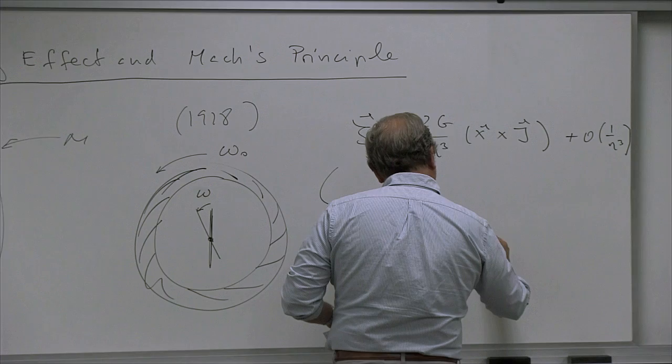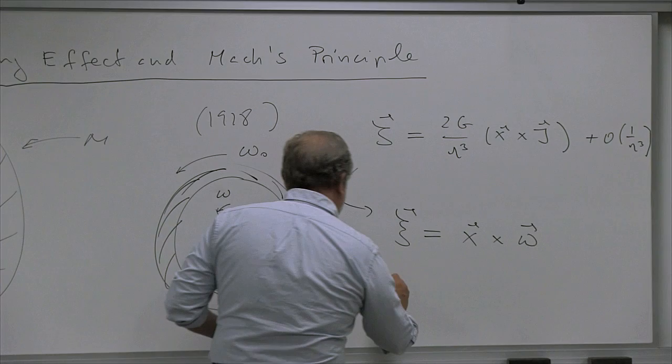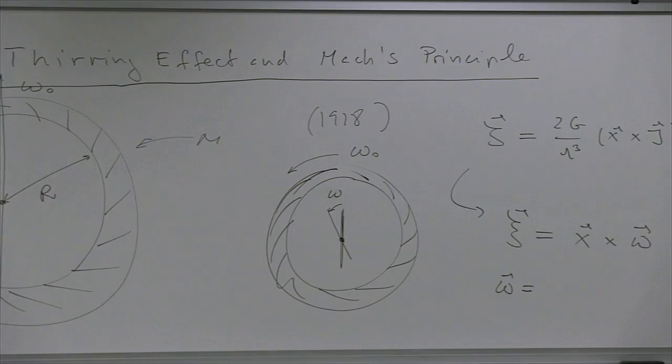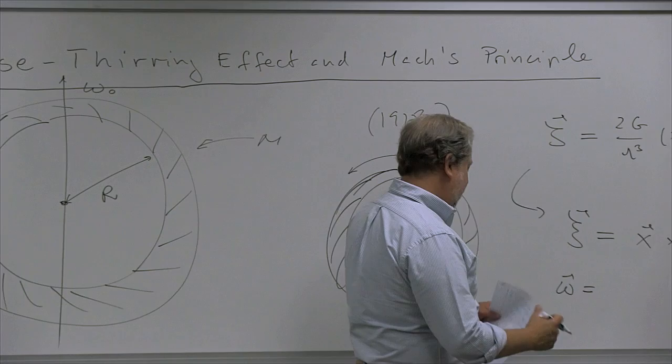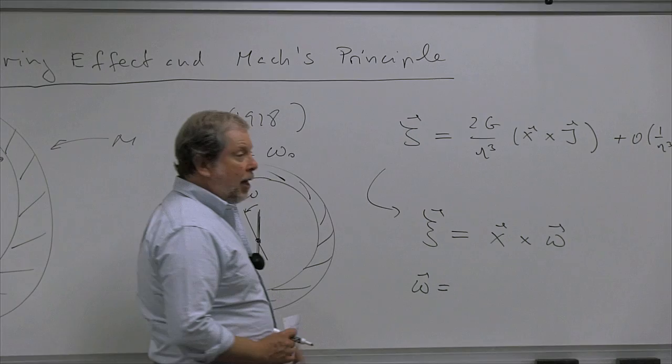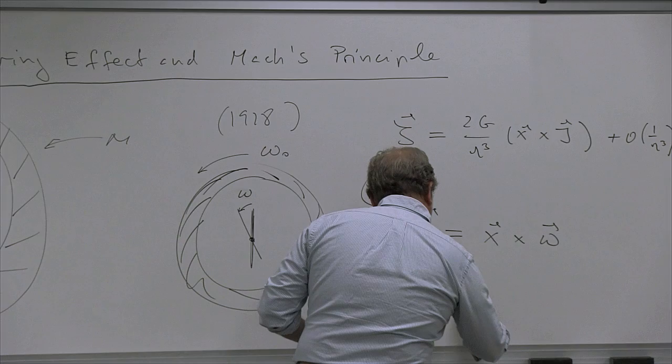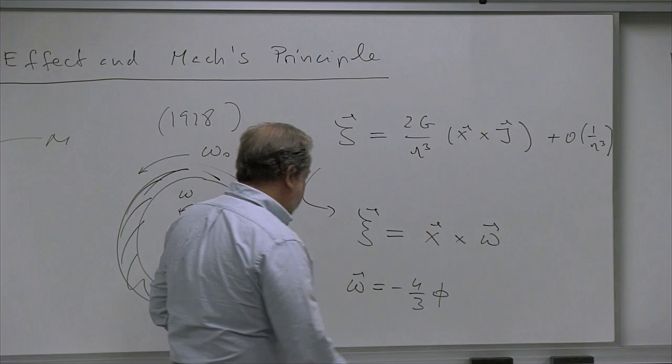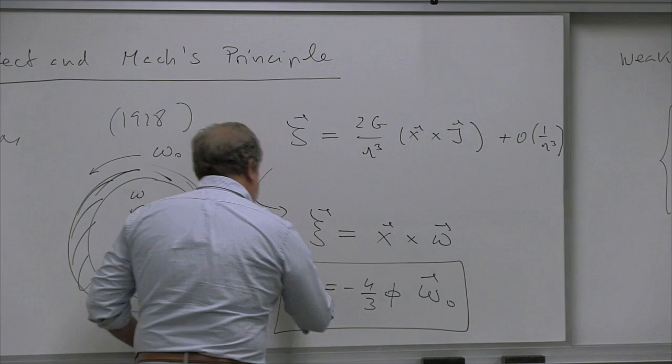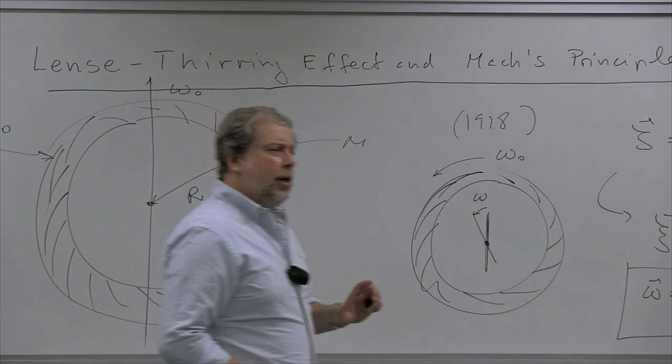X cross omega, where omega, well, it is not quite the same as omega naught. Well, it does point in the same direction, right? So the two angular velocities have the same direction, but the magnitude is different. So omega is equal to minus 4/3 times the phi potential times omega naught. Right? And so this was the original result of Lense and Thirring that was derived in the limit in which the angular velocity is small and the fields are weak.